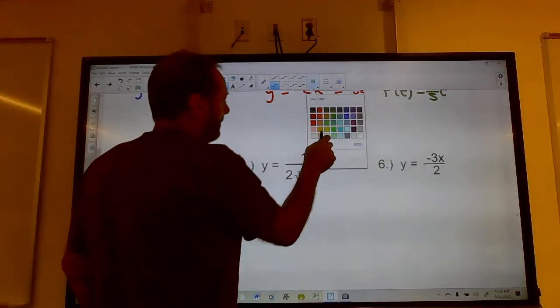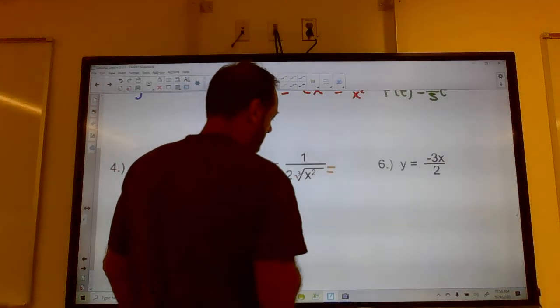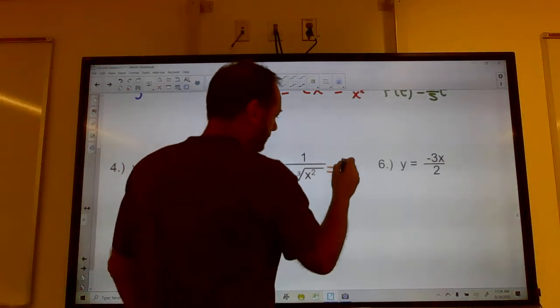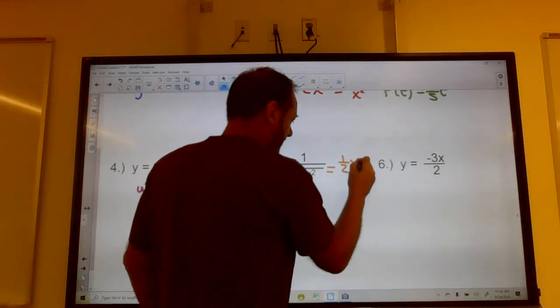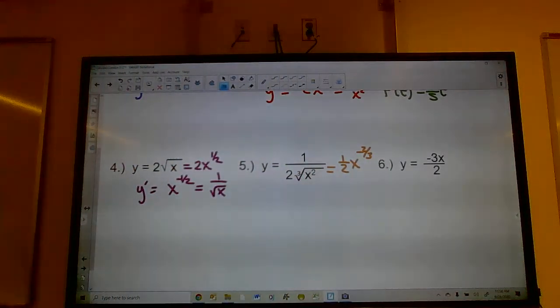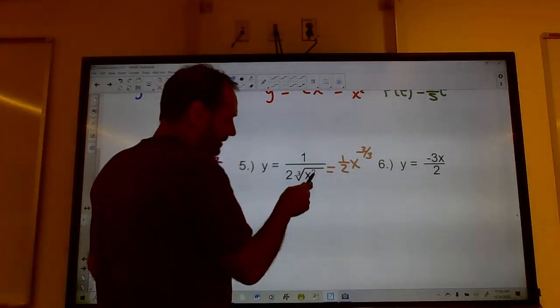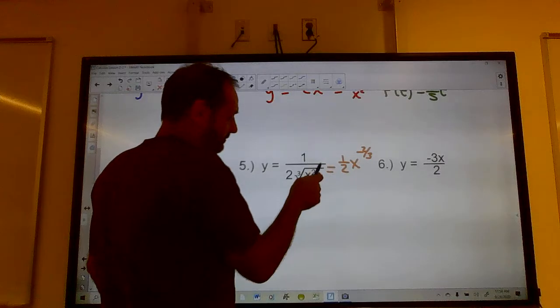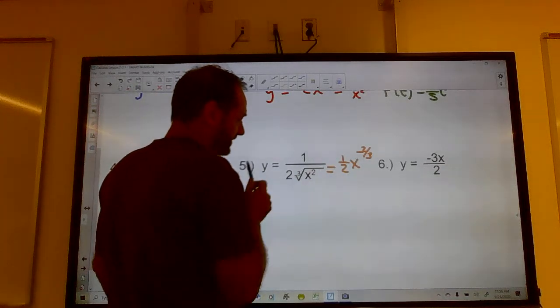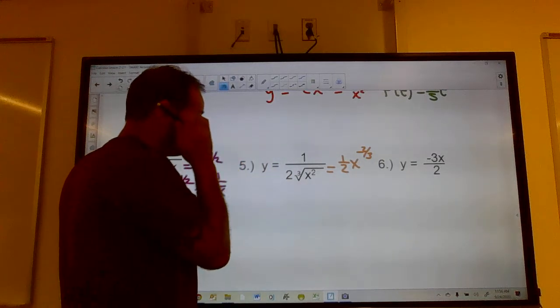If I'm doing this problem here, I'm going to go ahead and change this to 1/2 x to the -2/3 power. Okay, remember, this is a fractional power. This is the numerator, that's the denominator. It's negative because it's in the denominator.